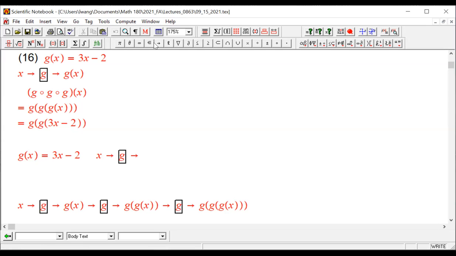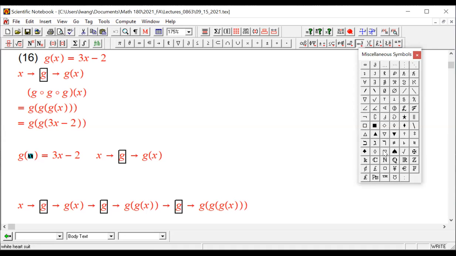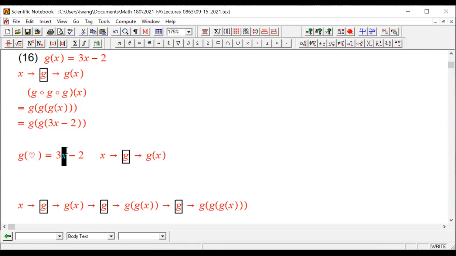Okay, I'm going to take the entire input. So this piece, if you give me x, I'm going to produce 3x minus 2. If you give me an apple, this is going to be an apple. So the x is merely a placeholder.